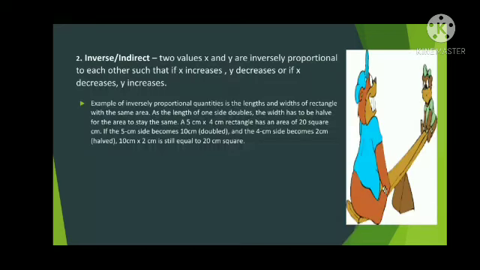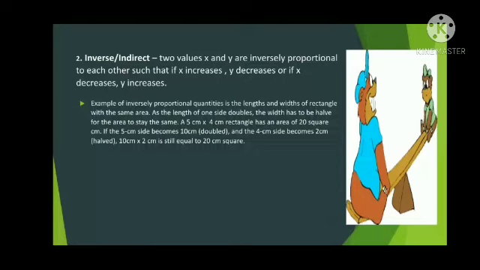Inverse and indirect proportion. Two values x and y are inversely proportional to each other, such that if x increases, y decreases, or if x decreases, y increases. An example of inversely proportional quantities is the length and width of a rectangle with the same area. As the length of one side doubles, the width has to be half for the area to stay the same.